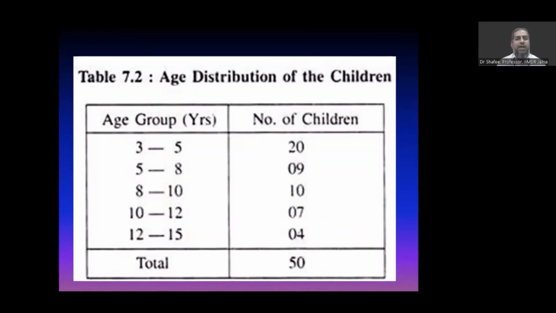So it will become like this: 3 to 5, and 5 will not be included again. So for 3 to 5, there are 3 ages, 3, 4, 5. Then the next group will be 6, 7, 8. Then the third group will be 9, 10, 11. The fourth group will be 12, 13, 14. Like this, we have to prepare the group interval. The group interval should not be very broad, or it should not be very short. Like this, we can prepare an age distribution of the children table.